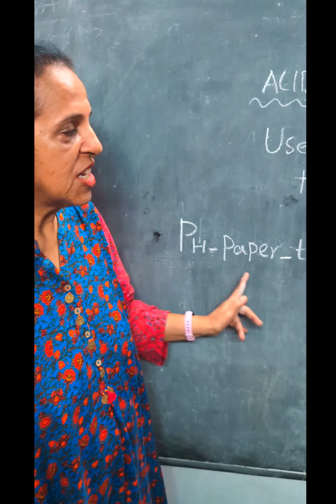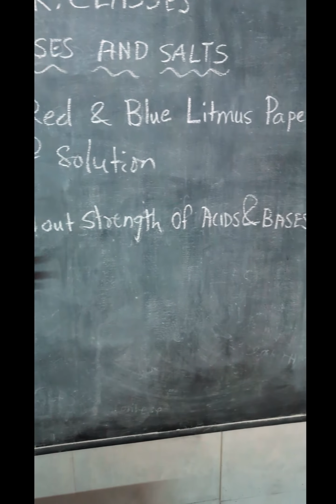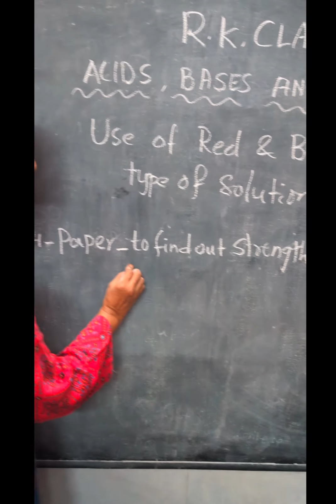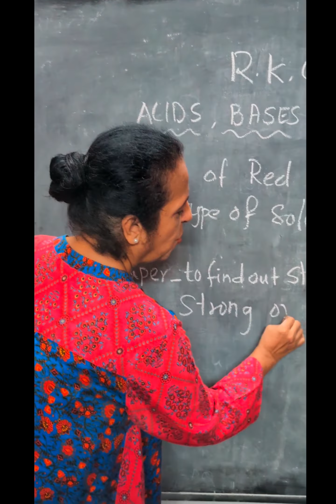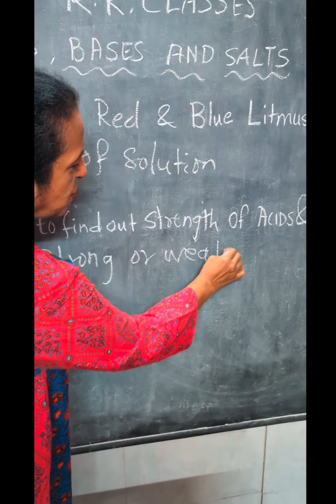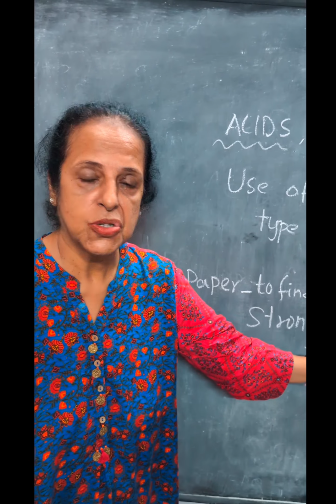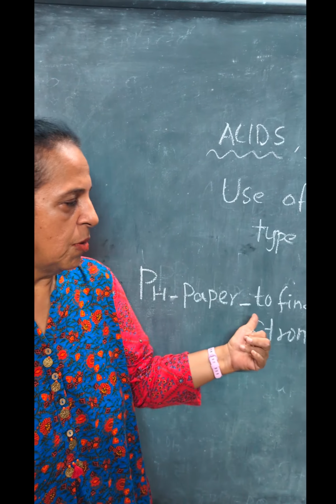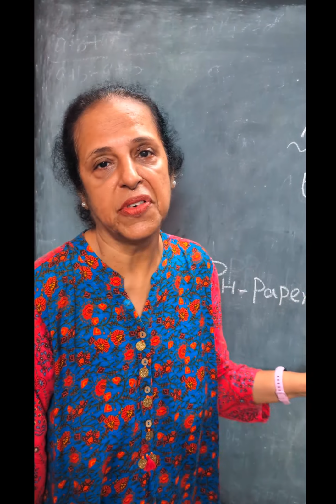Then secondly, we used pH paper, which is used to find out the strength of acids and bases. What does that mean? That means the given acid is how strong or weak, and the same is for a base, whether the base is a strong base or a weak base. So the use of pH paper tells us about the strength of the given acid or base.